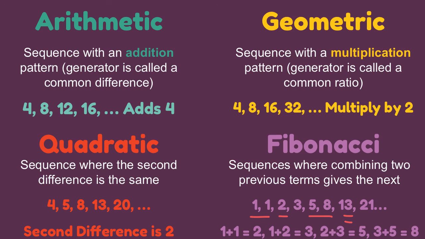So the four main types of sequences that you need to know about are arithmetic, geometric, quadratic, and Fibonacci. The two that we're going to spend the most time on in class are arithmetic and geometric sequences, so you can look for separate videos on both of those.